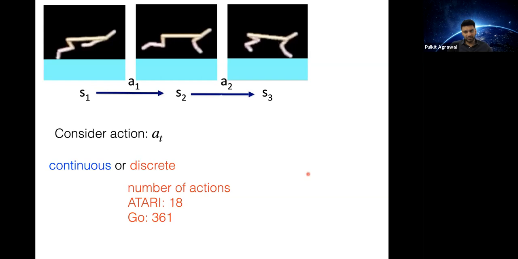Now if you consider some typical domains where RL has been successful, like Atari or Go, the number of actions are not that big. Atari has 18 actions, and Go, for example, has 361 actions.